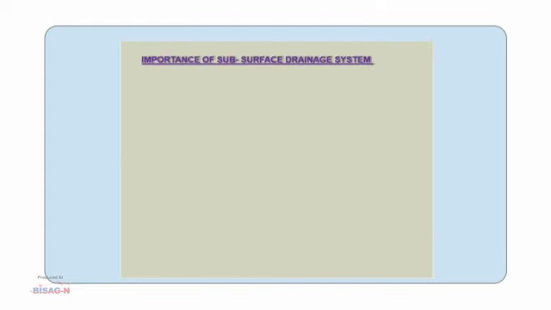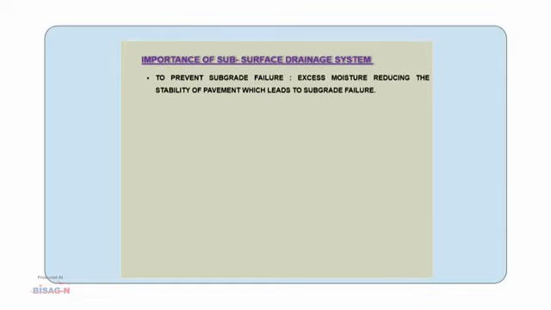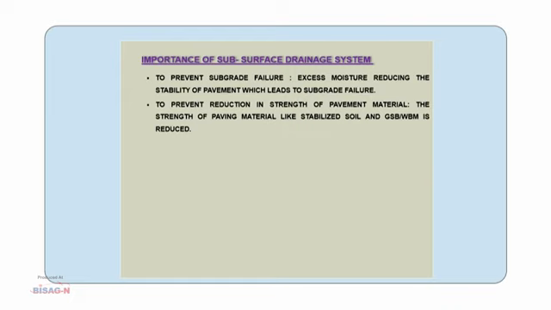So now come to the importance of subsurface drainage. Why are we providing it in the pavement? First, to prevent subgrade failure. Excess moisture reduces the stability of the pavement, which leads to subgrade failure. Second one is to prevent reduction in the strength of the pavement material. The strength of paving materials like stabilized soil, GSB, and WBM is reduced.